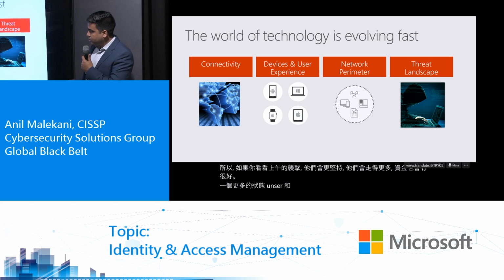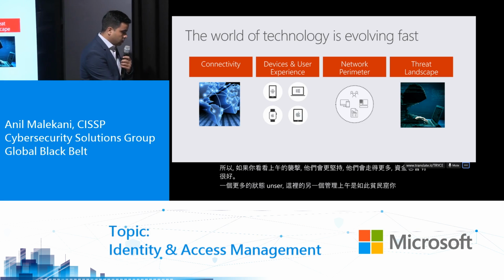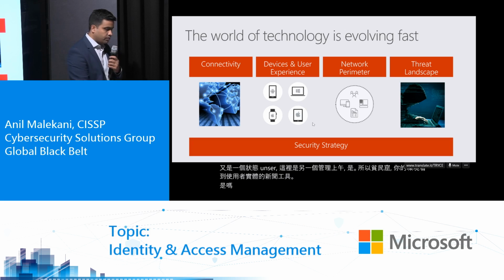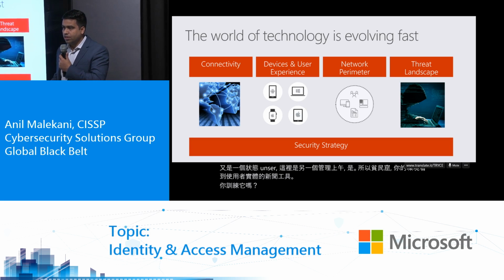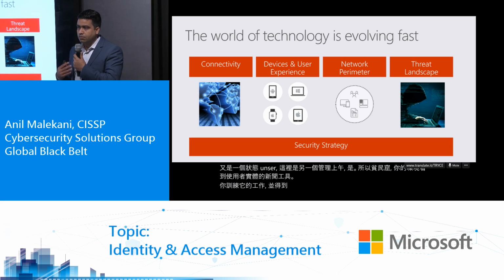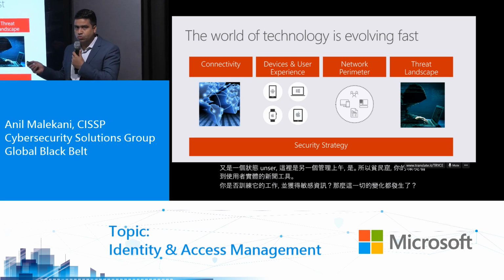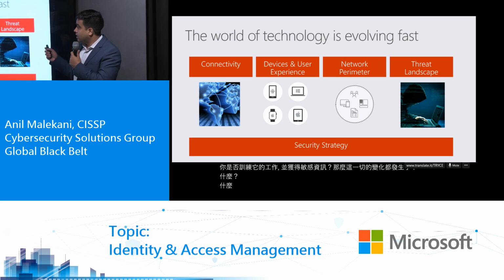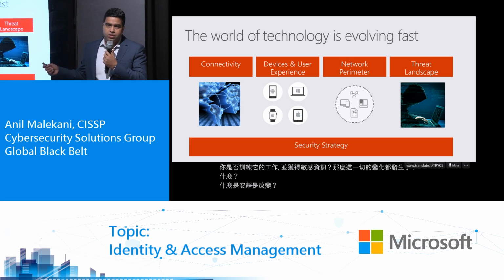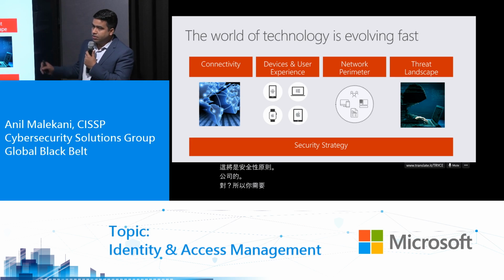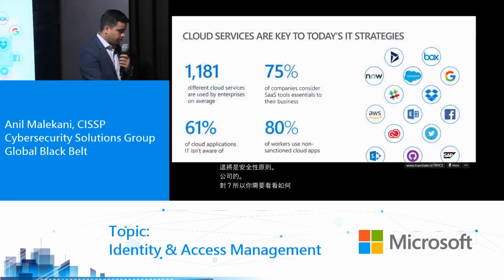So with all of this change happening, what is required is a change in the security strategy of the company, right? You need to look at how we can build a modern security strategy which can consider this connectivity, the new mobile device experience, and the new perimeter which is far beyond the defined network perimeter, and how it can address these modern threats.